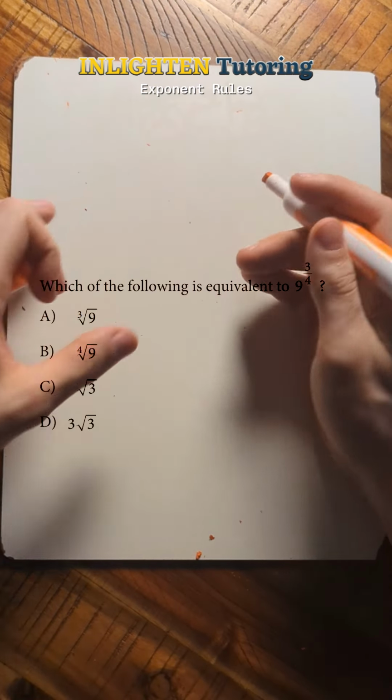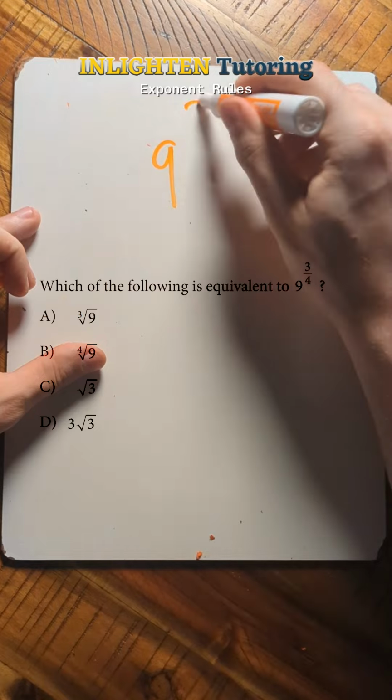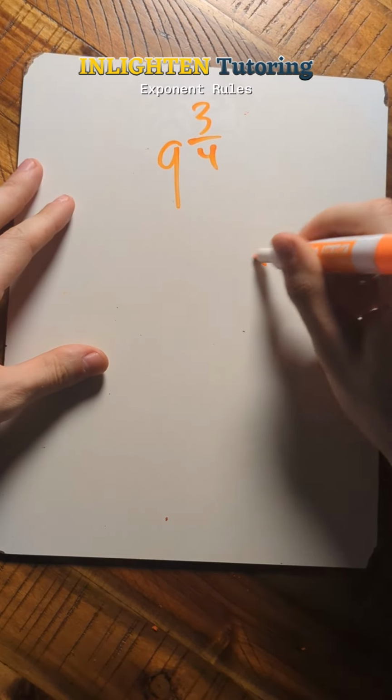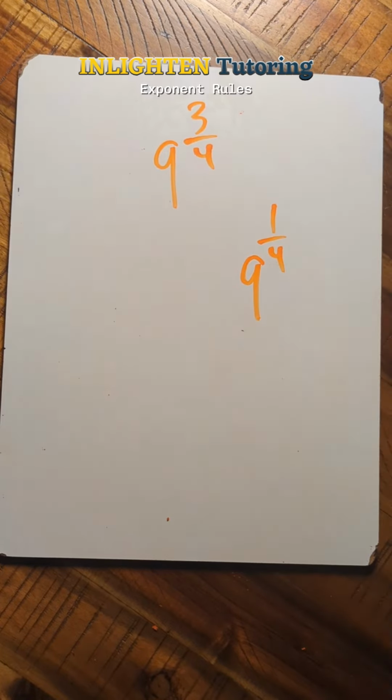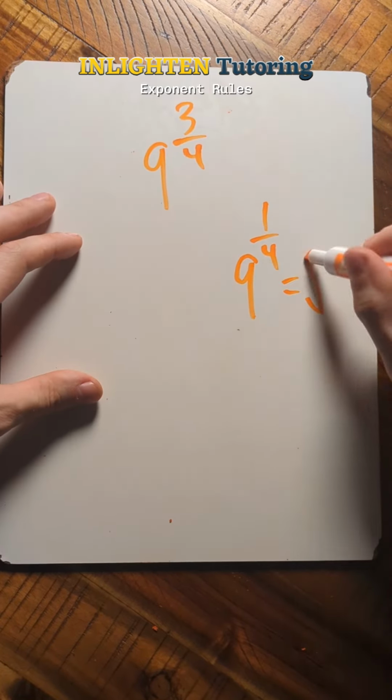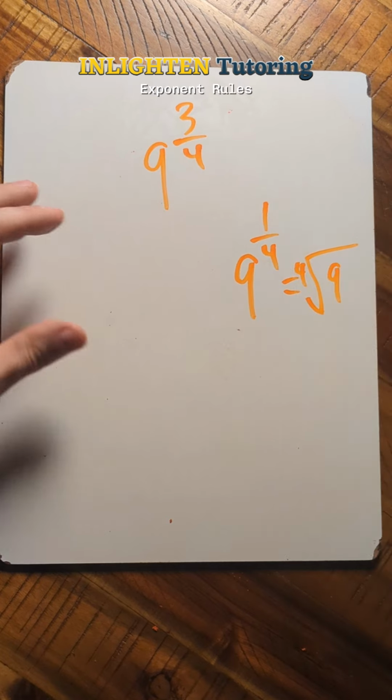which is equivalent to 9 and 3/4. A fractional exponent, let's say I had 9 to the 1/4 power. A fractional exponent represents a root. This would be the 4th root of 9.